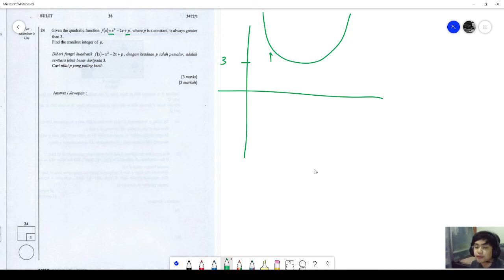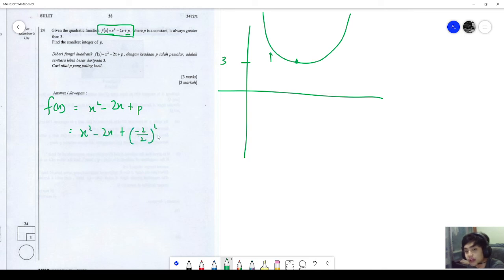So to find out the smallest integer, we need to convert this into vertex form, so that we can find the minimum point or the smallest value that p can be in this case, right? So we're going to use completing the square to convert it to vertex form. So we have x squared minus 2x plus, so this will be negative 2 over 2 squared minus negative 2 over 2 squared plus p. So (x minus 1) squared minus 1 plus p.